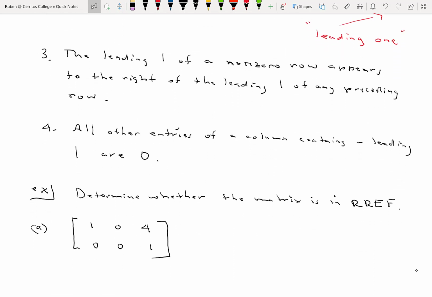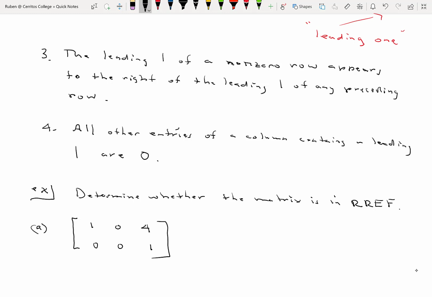Are the first non-zero entries as we go from left to right 1? Yeah. 1 in the first row, 1 in the second row. So 3. The leading one of a non-zero row appears to the right of the leading one of previous rows. Yes. We really can't apply that to row number 1, but look at row number 2. Row number 2, the leading one appears to the right of the leading one in the previous row. The leading ones don't have to be in that nice straight line diagonal.